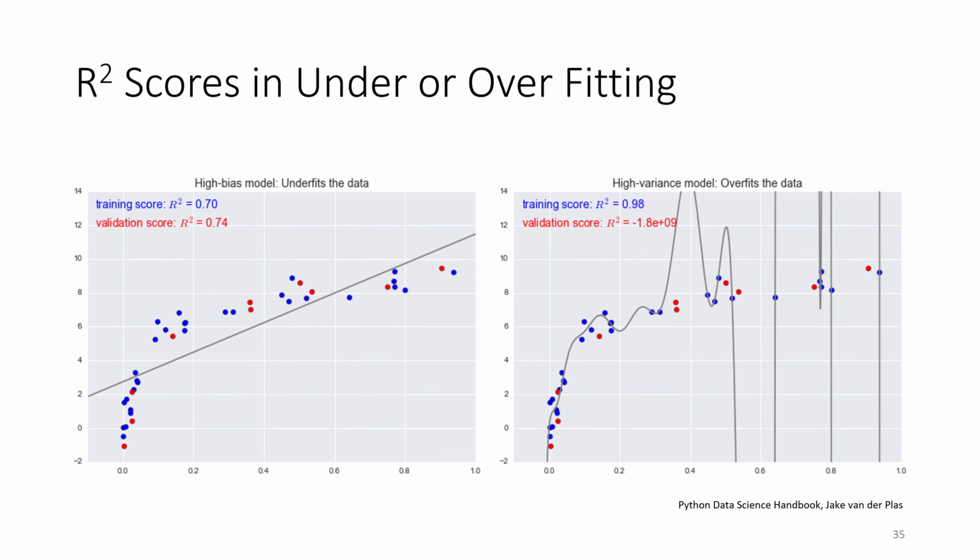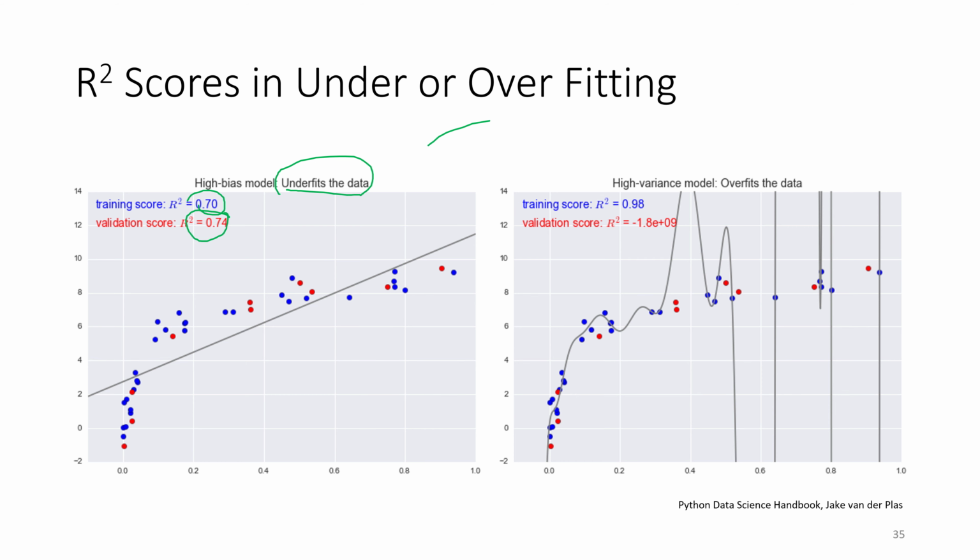So here is another example, with some actual calculations of R-squared values based on whether it's underfitting or overfitting. In the high bias model, it underfits the data, right? Our model is underfitting. So the training score is 0.70, and based on the red points, which were the validation data points, R-squared is 0.74. So both of them are close to each other, and they are not very good. That's the idea of underfitting. Both of them will be bad.